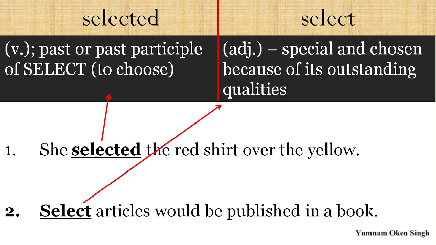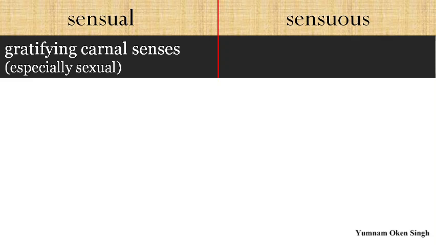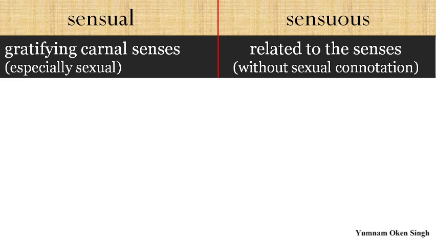Let's come to the next pair of words here, sensual and sensuous. Sensual means gratifying the carnal senses, especially we are talking about sexual desires. And number 2 here, sensuous is related to the senses, without sexual connotation. The senses means we are talking about the 5 senses.